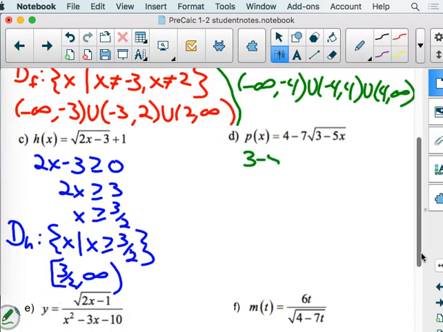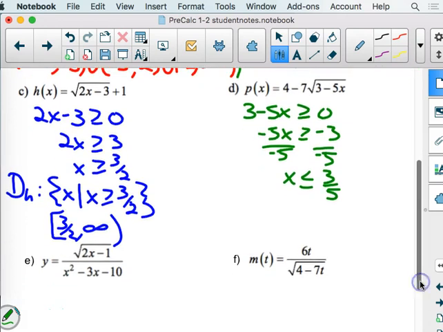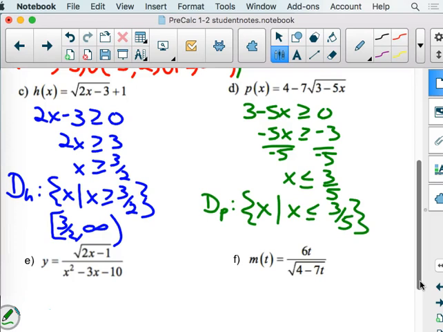So in this one, 3 minus 5x has to be greater than or equal to 0. All right, we'll subtract 3. And then, oh, what's the interesting thing that happens in this step? Divided by a negative, so what do we have to do? Flip the sign. Oh, that's interesting. So now we have x is less than or equal to 3/5, and that is the domain of P. X such that x is less than or equal to 3/5. Like so.